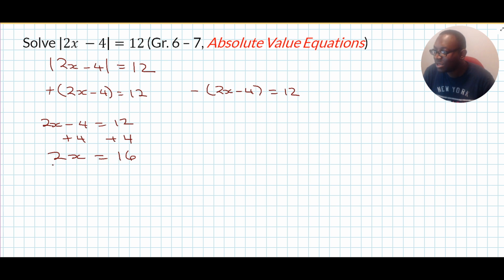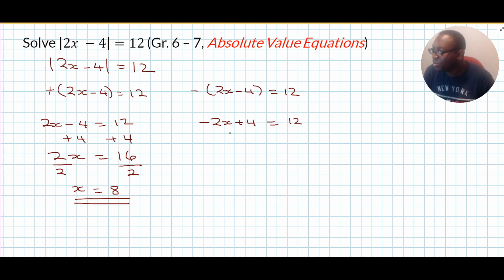And then we divide by 2 here, so x equal to 8. So the first value of x is 8. Pay attention to the sign on the number, so we're always going to use the opposite signs. And then here, we're going to distribute the negative sign into the parentheses, so we're going to have negative 2x plus 4 equal to 12.